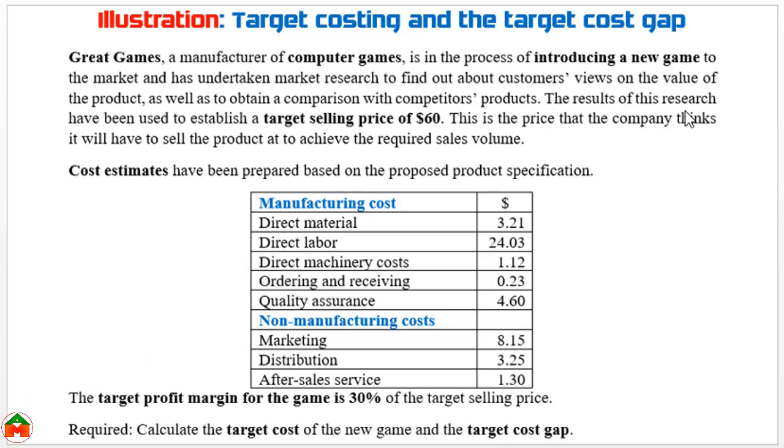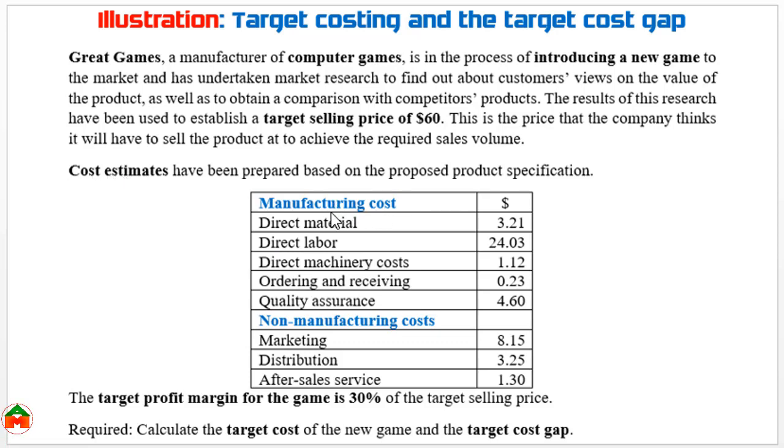The results of this research have been used to establish a target selling price of $60. I mean, after doing market research, the company has found that the target selling price should be $60 for that computer game. This is the price that the company thinks it will have to sell the product at to achieve the required sales volume. After that, cost estimates have been prepared based on the proposed product specification. I mean, to produce the game, there is an estimation of cost. This is the estimated product cost.